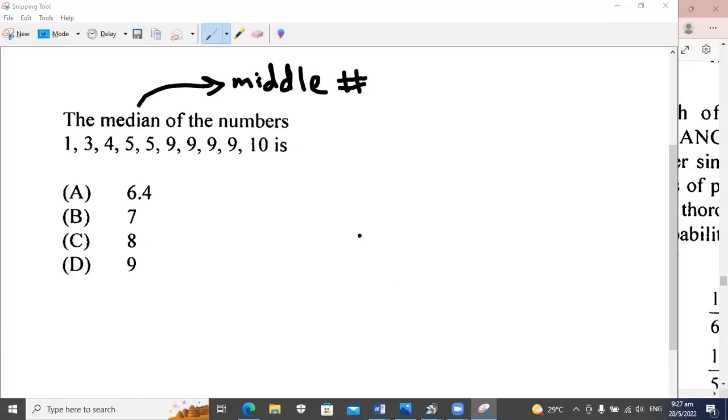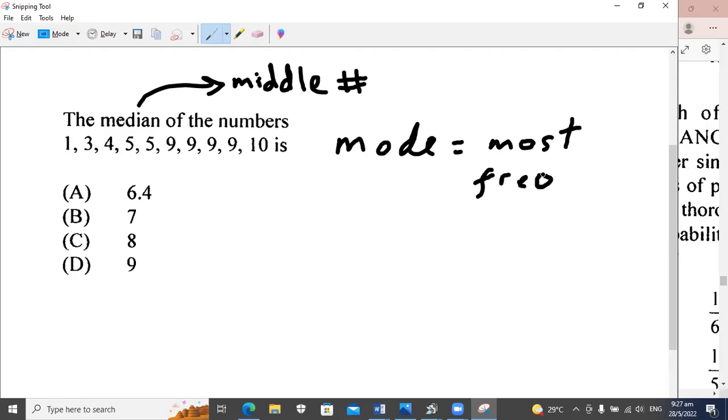So that's the median. Now you have something called the mode. The mode is just the number that occurs most frequently. So which data occurs most frequently in this data set here? 9. It will be 9. And then you have what we call the mean.